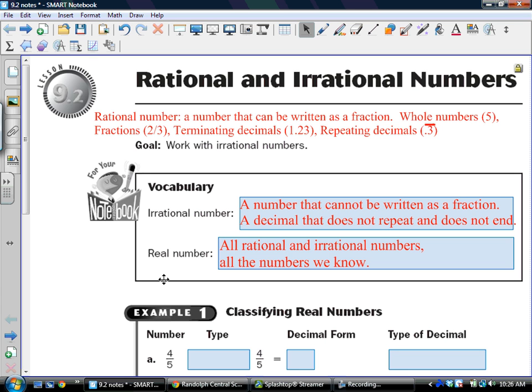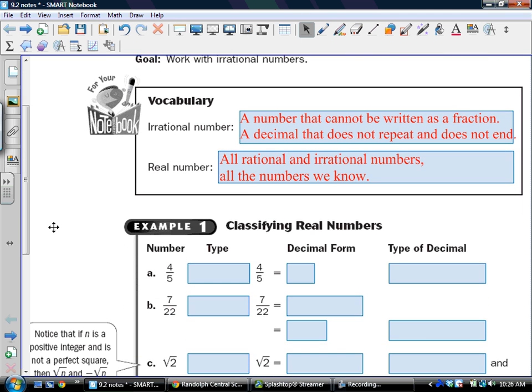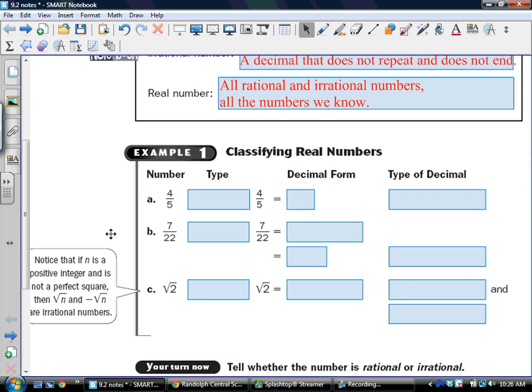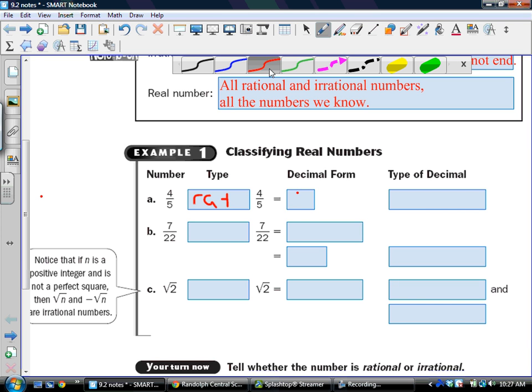Now real numbers, it's basically every number we know. It's all the rationals and irrationals together. So they're all real numbers. Alright, so classifying them. These first couple ones are pretty easy. If you look at 4/5, it is a fraction, so that means it has to be a rational number. If you were to make it into a decimal, remember you change fractions to decimals by dividing top by bottom. 4 divided by 5 will give me 0.8. So that is a terminating decimal.